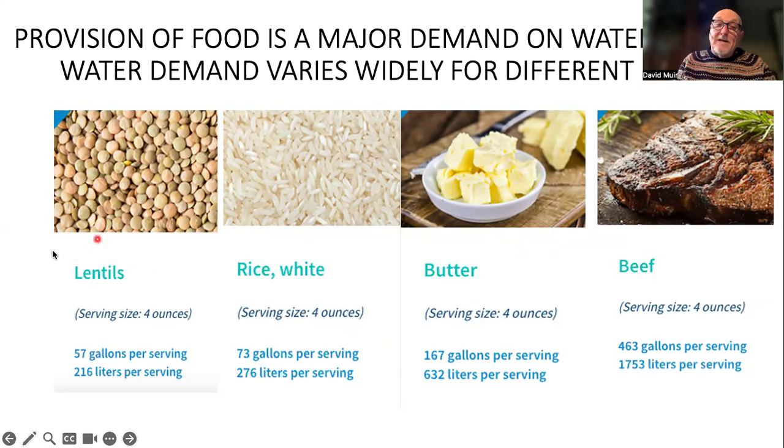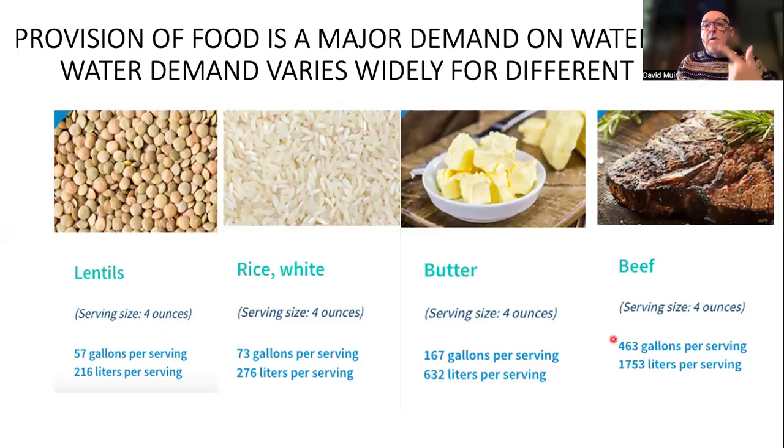So let's have a look here with lentils, which are very high protein and also a source of carbohydrates. So they're pretty much a complete food. If we say 4 ounces, 57 gallons of water has to be used to produce a 4-ounce serving. Rice, about 73 gallons per serving, 4 ounces. Now we get to the animal products. Butter, 167 gallons of water per 4-ounce serving. Something like beef, mutton, any of these high quality meats, 463 gallons per serving.